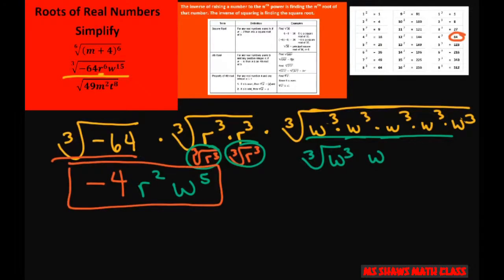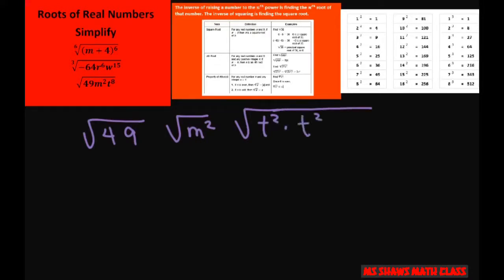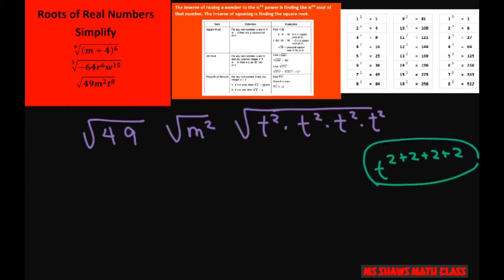And then for the last one, let's break it down. Square root of 49, square root of m squared, and square root of t to the 8th. Now I'm going to write this 4 times to get my t to the 8th. Remember, with your product rule, you have 2 times. The 2's for your product rule would be t to the 2 plus 2 plus 2 plus 2 for your exponent rules. So we know square root of 49 is just 7.